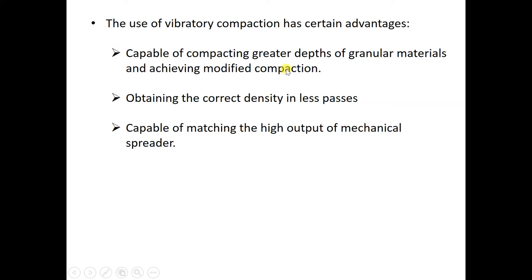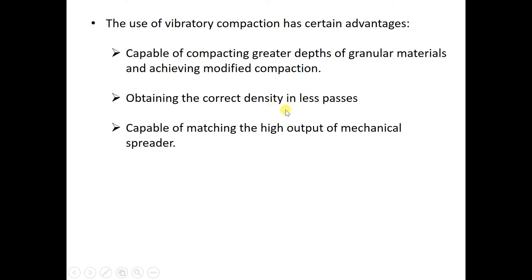The vibratory roller can compact deeper. So actually, because of this, the thickness of the layer of the aggregates can be thicker. Normally we just put one layer of about 150 mm. But if necessary, if you've got a very powerful vibratory roller, you could put more than 150 mm, as much as 300 mm, and obtain the correct density in fewer passes.